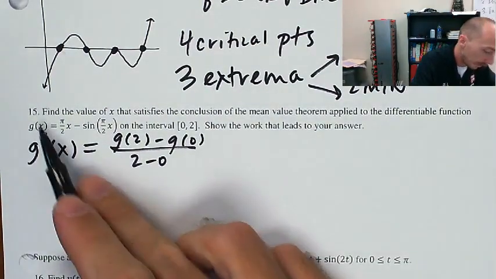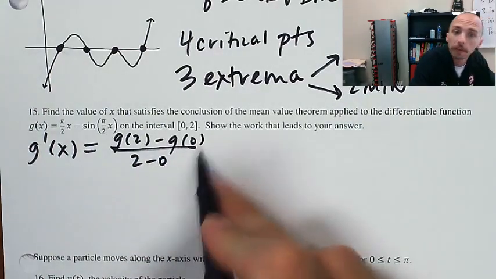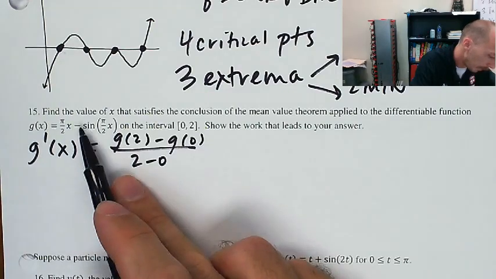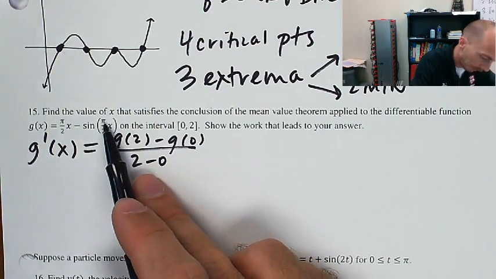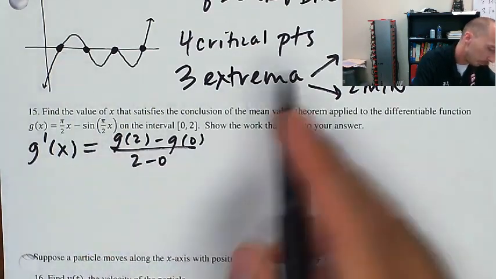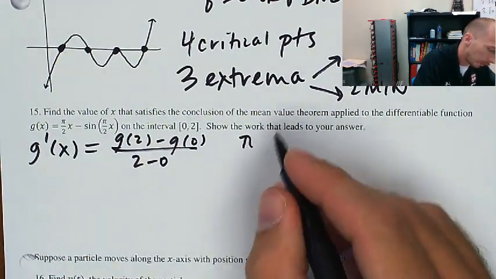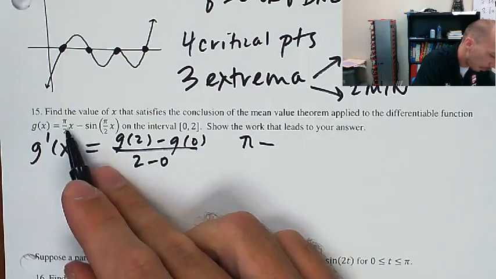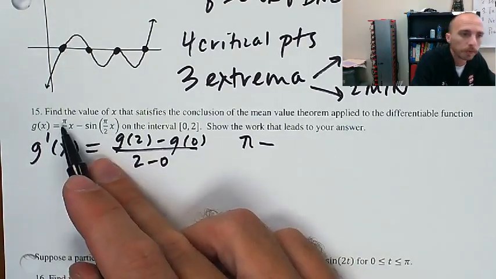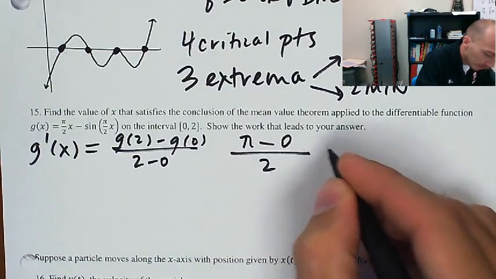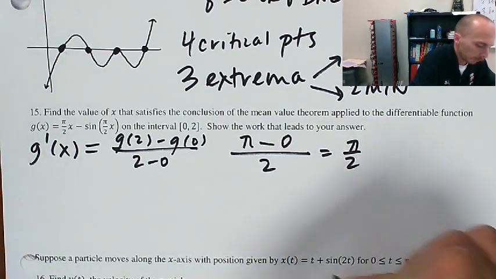So I'm going to need to take g prime, and I'm going to need to take this difference quotient. So when I plug in 2, I'm going to get pi minus sine of pi, which is 0. So that's 2. No, pardon me, that's pi. Pi divided by 2 times 2 is pi. Minus g of 0, well, sine of 0 is 0. Okay, so 0 minus 0 is 0. So that's equal to pi divided by 2.